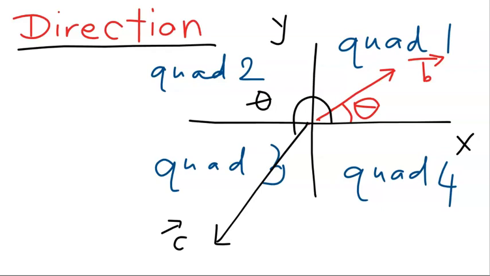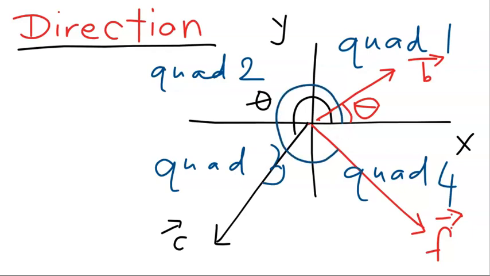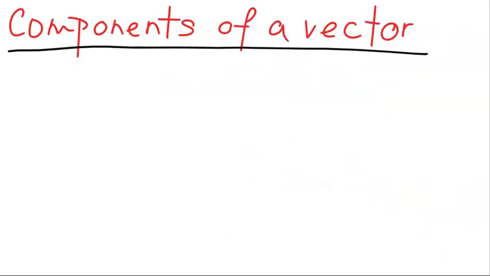Again, if you have a third vector in quadrant 4, let's call this vector F. So the direction of this vector F, which lies in quadrant 4, is given by an angle defined like that, and so on.